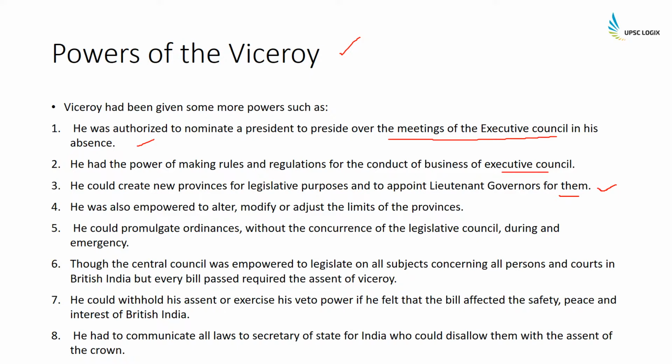Then he was also empowered to alter, modify and adjust the limits of the provinces. He could promulgate ordinances without the concurrence of the Legislative Council during an emergency. Though the Central Council was empowered to legislate on all subjects concerning all persons and courts in British India, every bill required the assent of the Viceroy. He could withhold his assent or exercise his veto power if he felt that the bill affected the safety, peace, and interest of British India. And last but not the least, he had to communicate all laws to the Secretary of State for India, who could disallow them with the assent of the Crown.